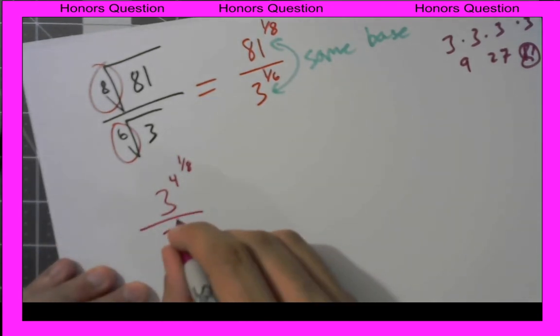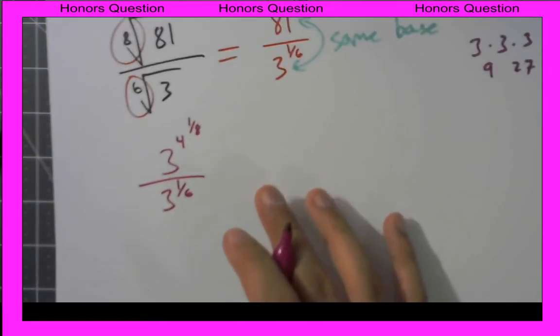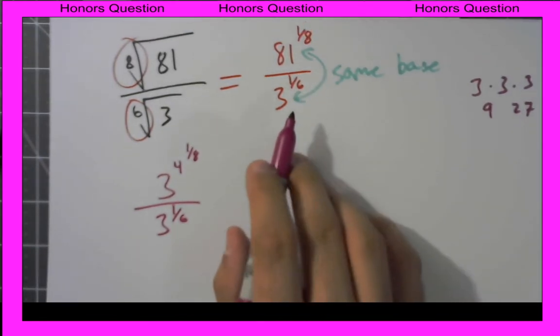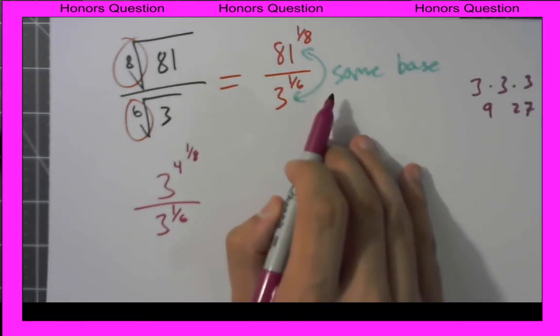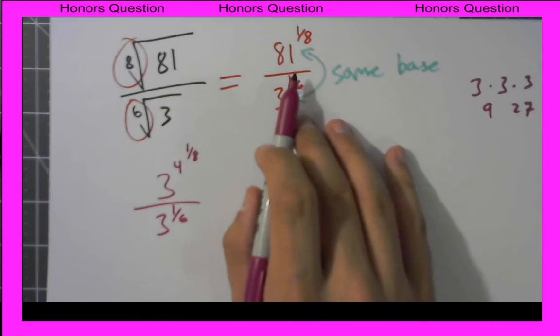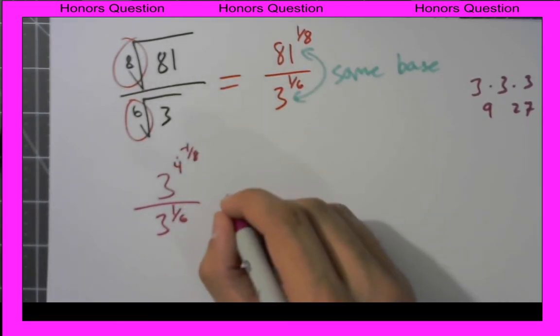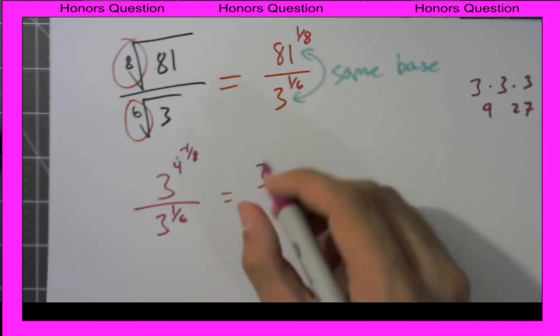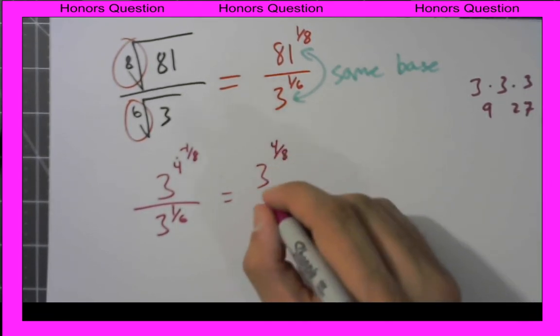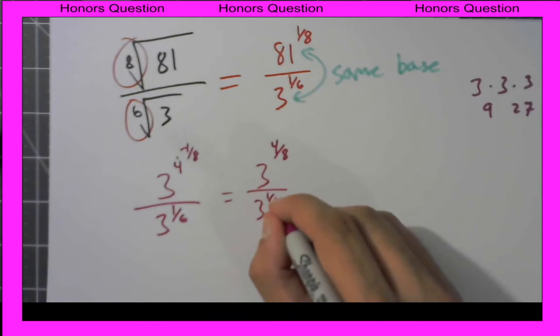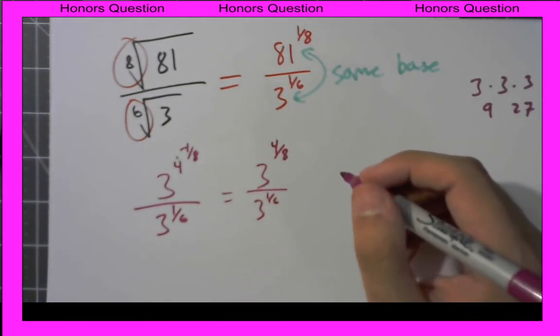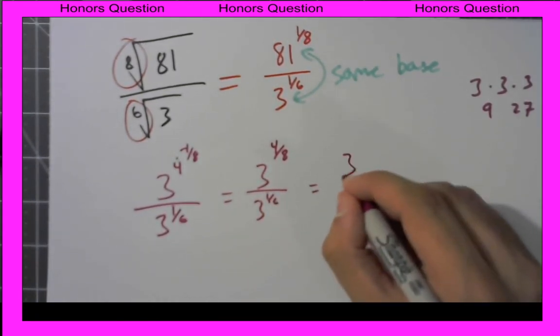Over 3 to the 1/6. So instead of thinking of it like this, I'm going to try to get into the same bases. I turned 81 into 3 to the 4th. Well, I can distribute this 4 into this 1/8, and I get 3 to the 4/8 over 3 to the 1/6. I can rewrite 4/8 as 3/6.